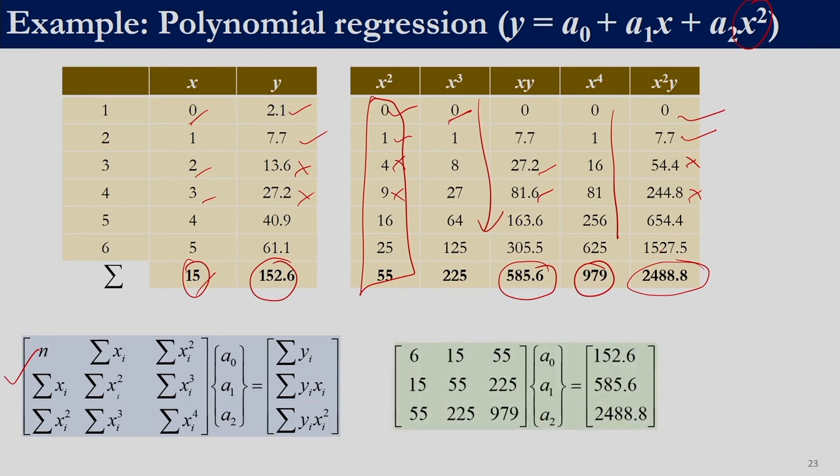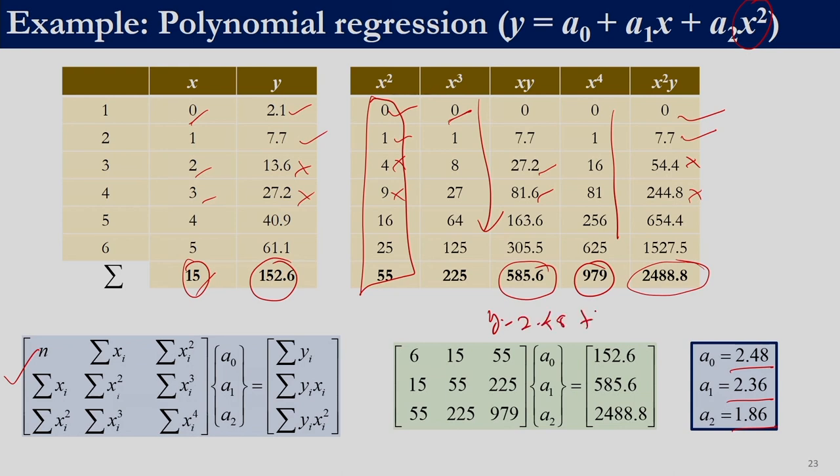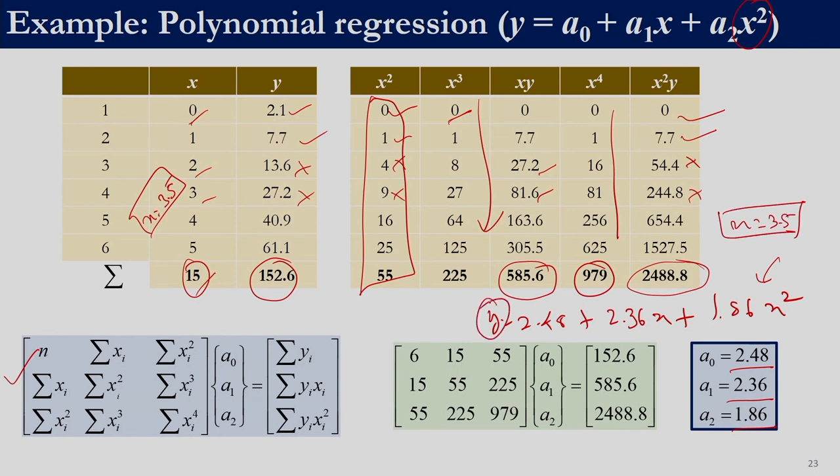So if we plug in those values and solve these 3 equations in 3 unknowns, we will get 2.48, 2.36 and 1.86. So our model is y is equal to 2.48 plus 2.36x plus 1.86x square. For x is equal to 3.5, we do not have the value of y, but that can be plugged in here. X is equal to 3.5 can be plugged into this expression, and we can find out the value of y. And if we are interested, we can also find out dy by dx.